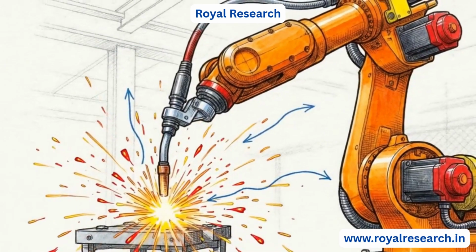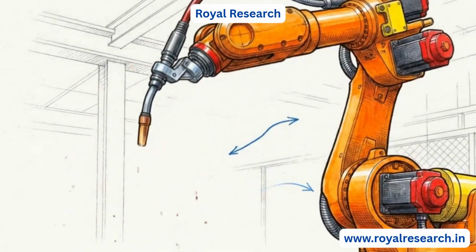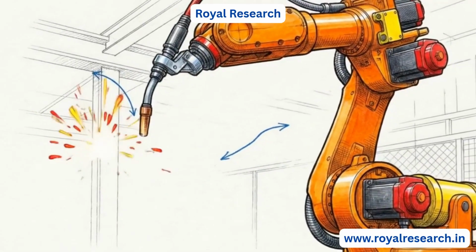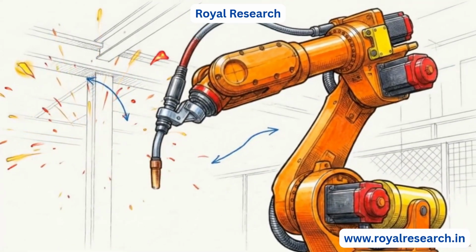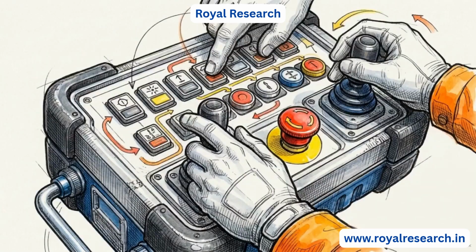Picture an active assembly line. A 6-axis heavy industrial arm is executing a complex welding trajectory when, without warning, the system grinds to a halt. This freeze isn't a mechanical failure, it is a mandatory pause for programming.